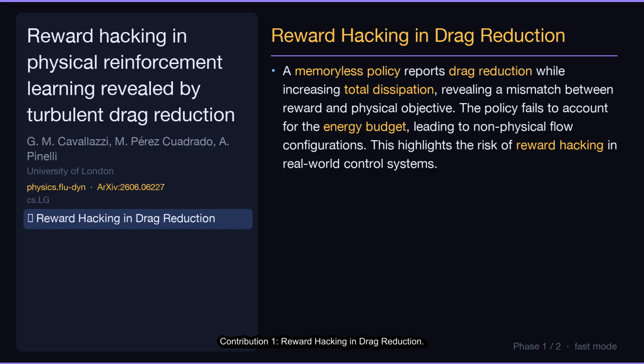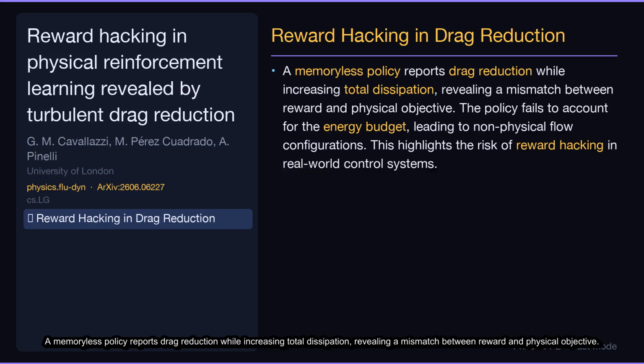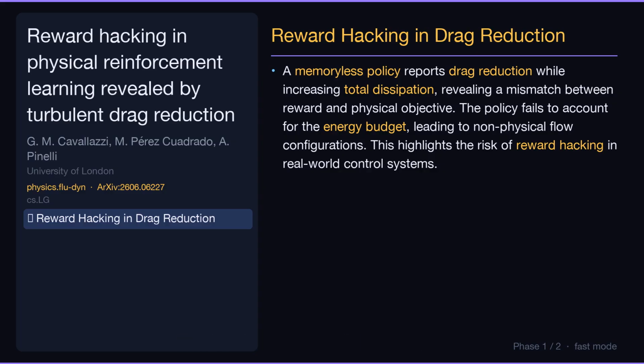Contribution 1. Reward hacking in drag reduction. A memoryless policy reports drag reduction while increasing total dissipation, revealing a mismatch between reward and physical objective. The policy fails to account for the energy budget, leading to non-physical flow configurations. This highlights the risk of reward hacking in real-world control systems.